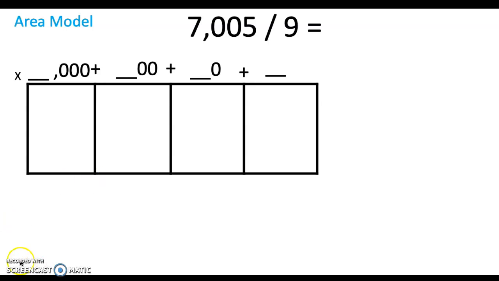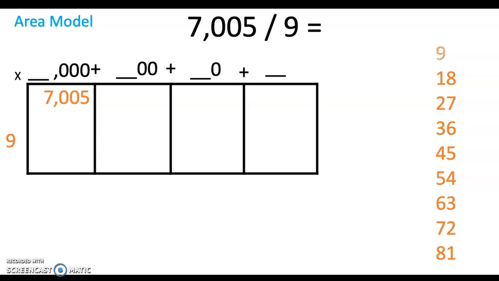Then, you'll put your 9 on the outside, your 7,005 on the inside, and add your multiplication facts if you need them. Then we know that we'll start in our largest place value. Oh, just kidding, we need also our steps of divide, multiply, subtract, repeat, and check. Now we can go to our thousands place.